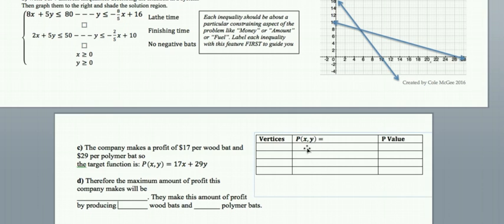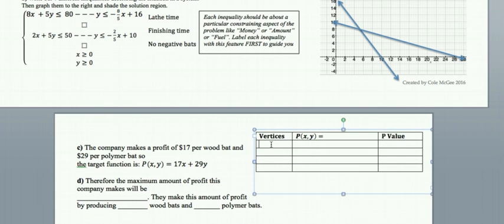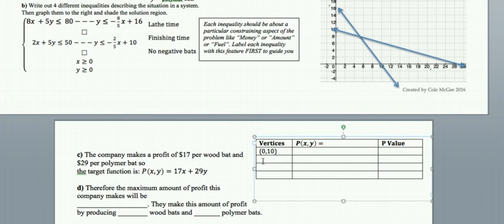So we've got a little chart here. So what are our vertices? This one looks like it's 10, but are you really sure? You can't just assume those things. This one we know, right? We've got 0, 10 because that was the y-intercept. So let's put that one in. We've got 0, 10 right away. And we've got the origin. The origin's easy too. So we've got 0, 0.